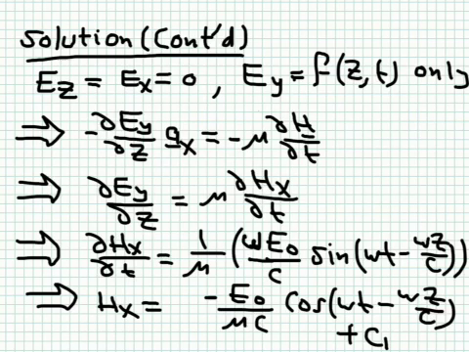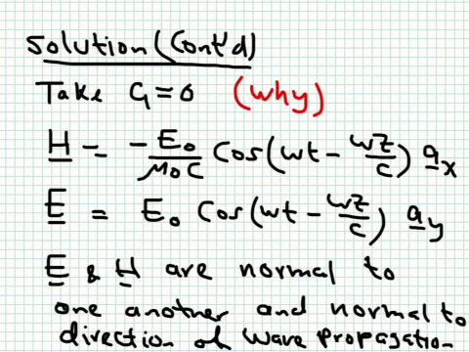So in this case, you can see the magnetic field has a cosine dependence as well. It's a function of time and z. It's in the x direction. This is its amplitude, minus E naught over omega mu. So if we put everything together, the magnetic field will be in the minus x direction. The electric field is given, it is in the y direction. Notice that the wave is propagating in the z direction. So these two are normal to one another. H and E are normal to one another and normal to the direction of propagation, which is really a common characteristic of waves, as we'll be talking about them more in a later lecture.